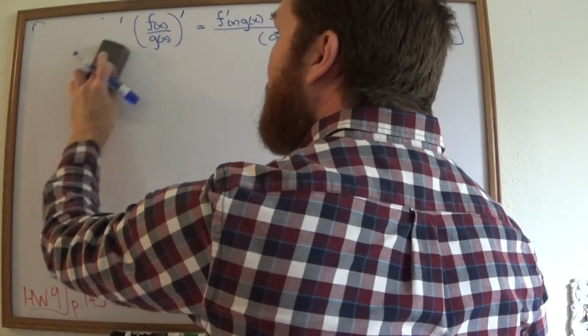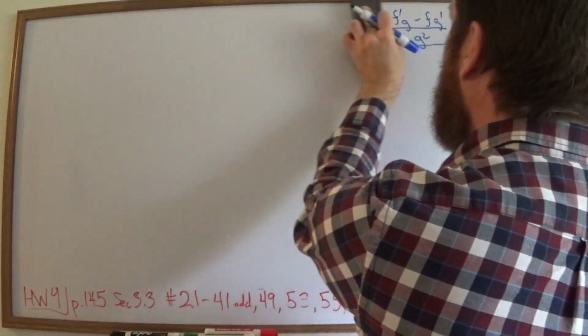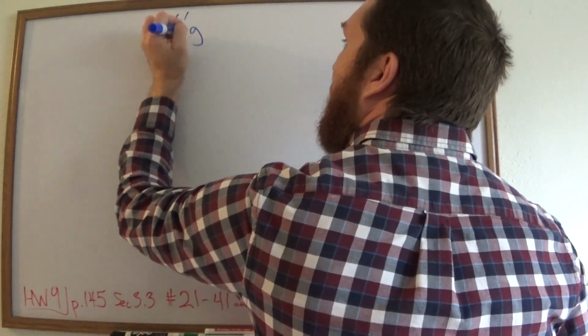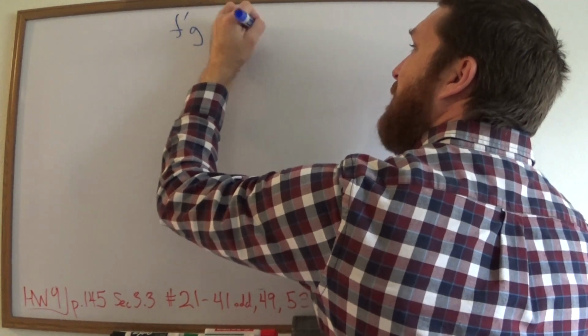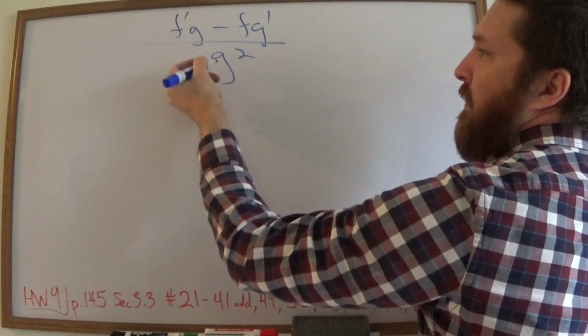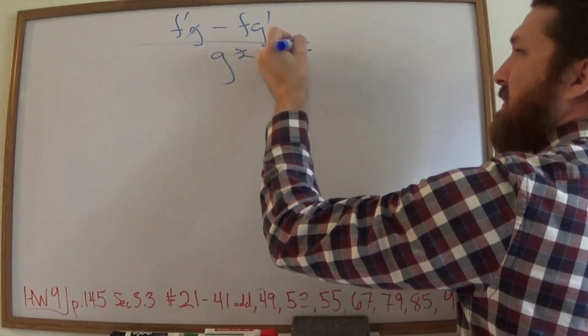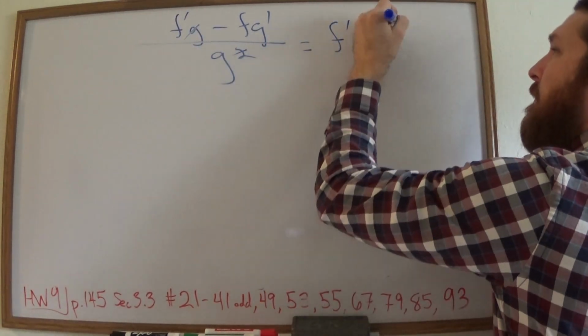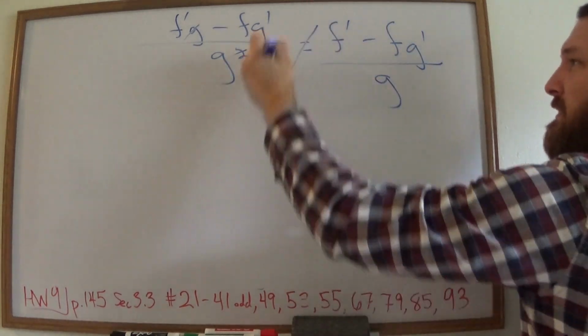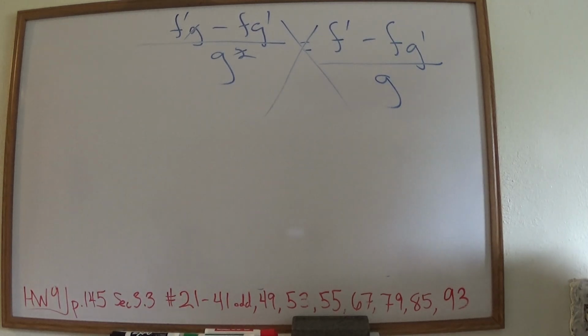Don't just see, oh, I have something in the numerator and the denominator, it cancels. No. I mean, if that were the case, f prime g minus f g prime over g squared, you could just say, oh, cancel. That's the same thing as f prime minus f g prime over g. But that's not true. That's not the case. Right?